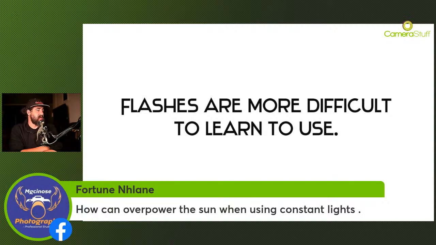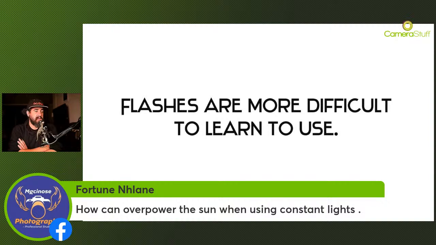All right, so how can you overpower the sun when using constant lights? This is a bit of a problem because comparatively speaking, most constant lights are not as powerful or as bright as the sun. So either you can move the constant lights very close to your subject, like 30 centimeters away from your subject, but otherwise, you're going to need to use very, very powerful constant lights. So I made a reference to Steven Spielberg and Christopher Nolan, the movie directors, and what type of lighting they would use, but such lighting can be very, very expensive.